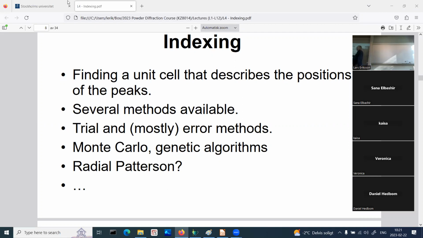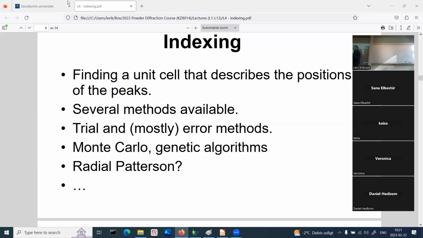But many of the indexing methods, they are trial and error, mostly error, or in principle only error. But that's the good thing with computers; they don't hesitate to calculate. They don't calculate fast, and they don't calculate accurately unless you use integer arithmetics. But they do calculate, and nowadays they're seemingly quite fast, but it depends on the problem.